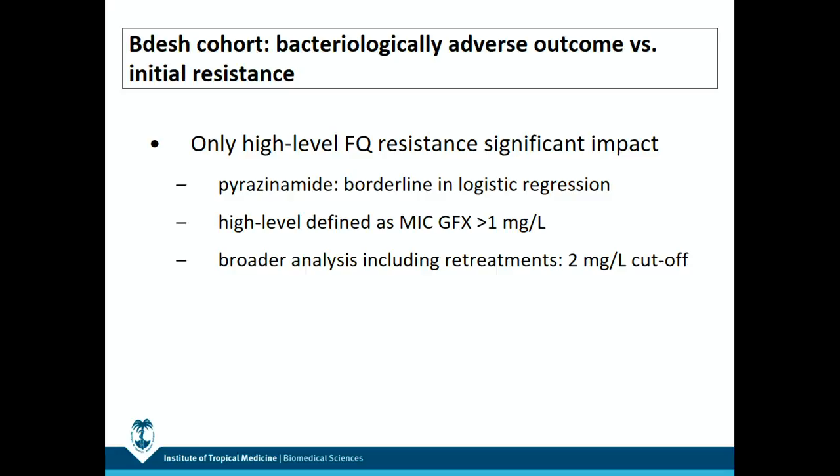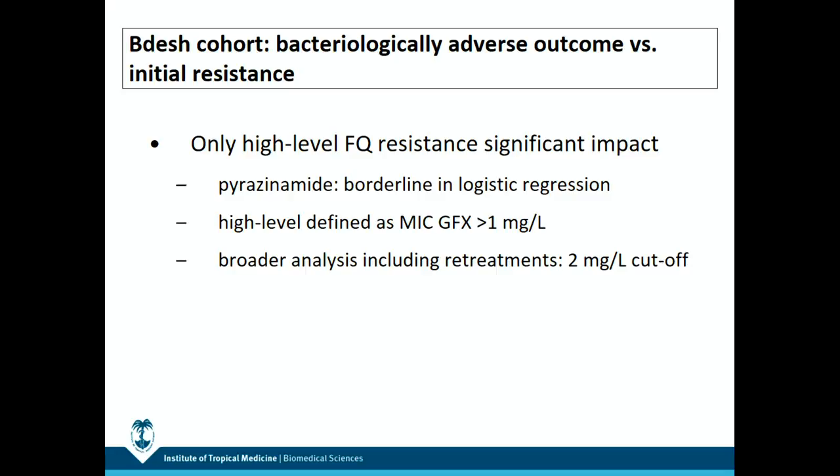Was this impacted by other factors, patient-based or bacillus-based, let's say? Patient-based, we know, of course, there's a lot of confounding factors that can play a role, but remember, this is mostly HIV-negative patients. So that was not an influencing factor. But regarding the resistance profiles of the bacilli, pyrazinamide also played an important role.